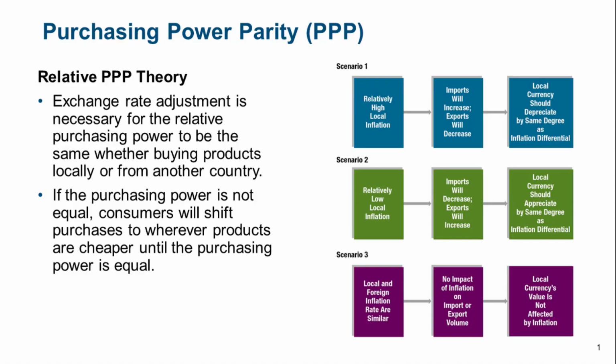Under relative purchasing power parity, if prices rise faster in one country than they do in another, consumers will shift purchases toward the cheaper market. This shift in demand puts pressure on exchange rates until purchasing power is balanced once again across countries.